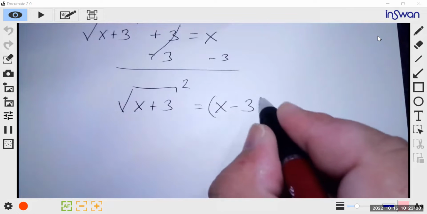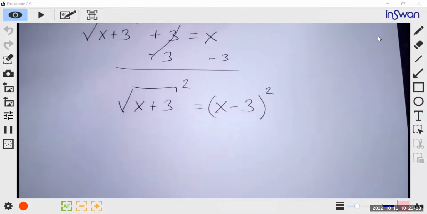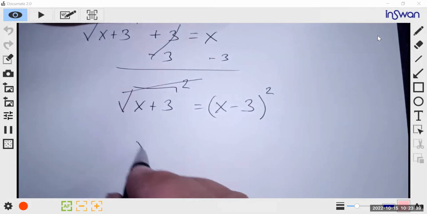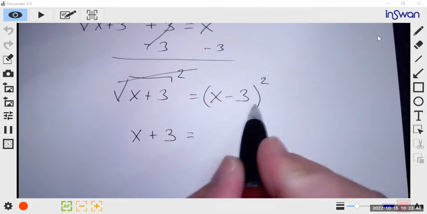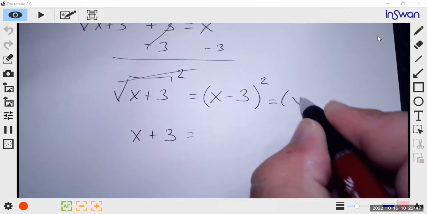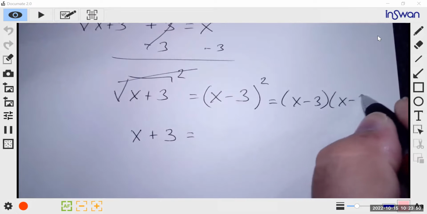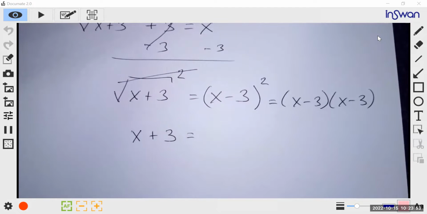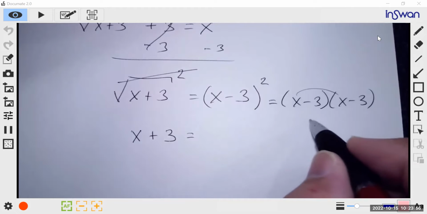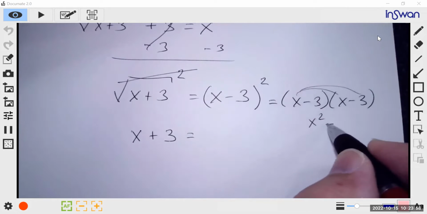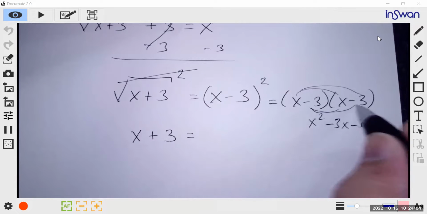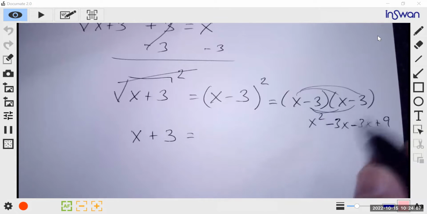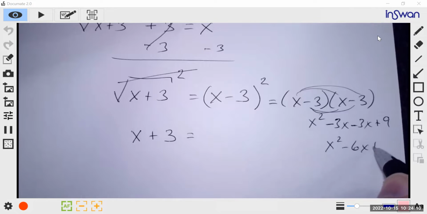The right-hand side is one equation. That has to stick together, so I put parentheses around it. So x plus 3. Now, because it's squared, it's x minus 3 times x minus 3. We have to do the FOIL thingy. So x times x is x squared. Positive, negative is a negative 3x. Positive, negative, negative 3x. Negative, negative is a positive. 3 times 3 is 9. So it's x squared minus 6x plus 9.